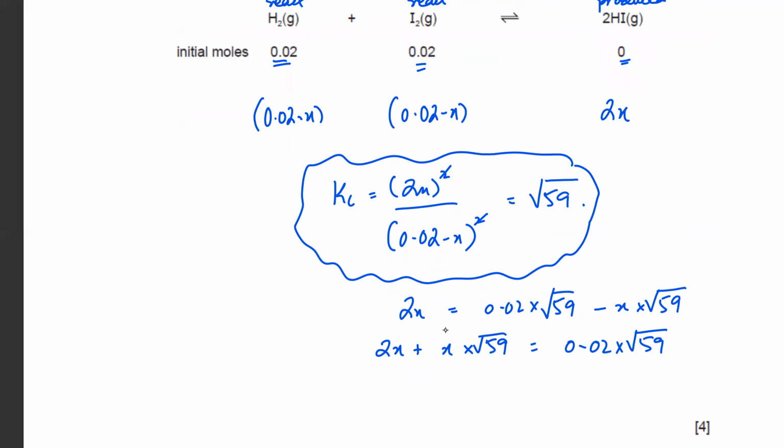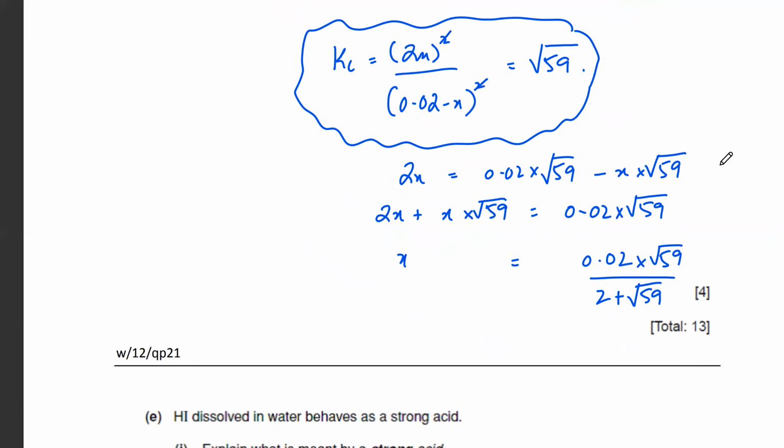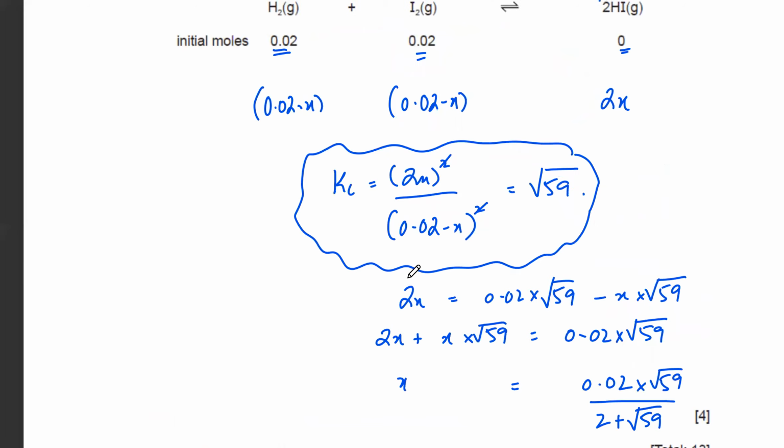Take x as common, so it's going to be 0.02 times 59 under root, divided by 2 plus 59 under root. And the only thing is there would be two values of x. One would be with 59 under root being a positive value, so that would be 0.02 times positive 59 under root over 2 plus positive 59 under root, and in the other expression the 59 under root would have a negative value. So you'll get two values of x in this, and you'll be able to figure this out.